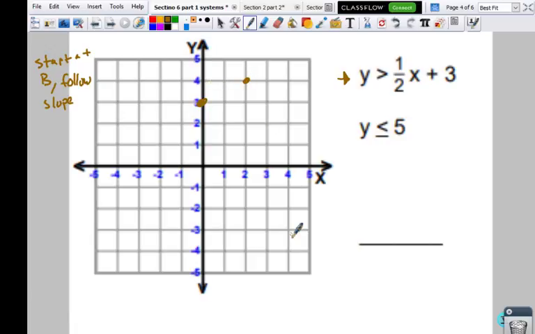And then is my line going to be solid or dash? Dylan, is my line going to be solid or dash? Dash. All right, it's going to be dash. So I'm going to make my dash line. Put some arrows there. And then we have to shade a side, right?